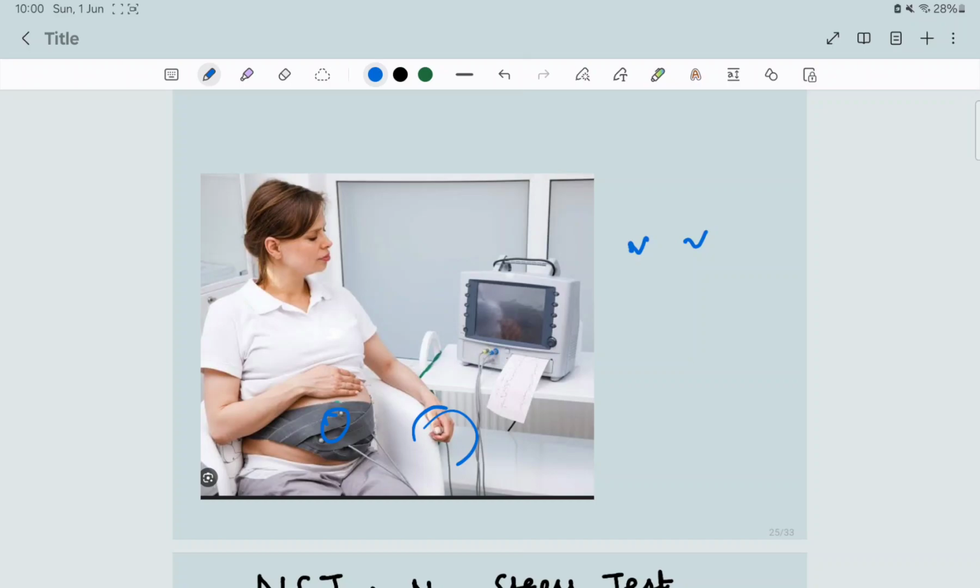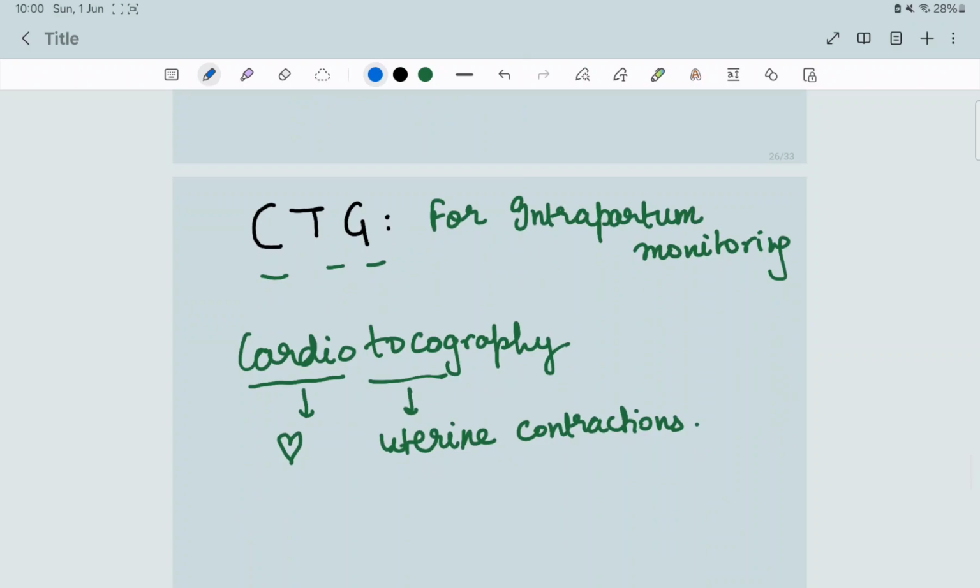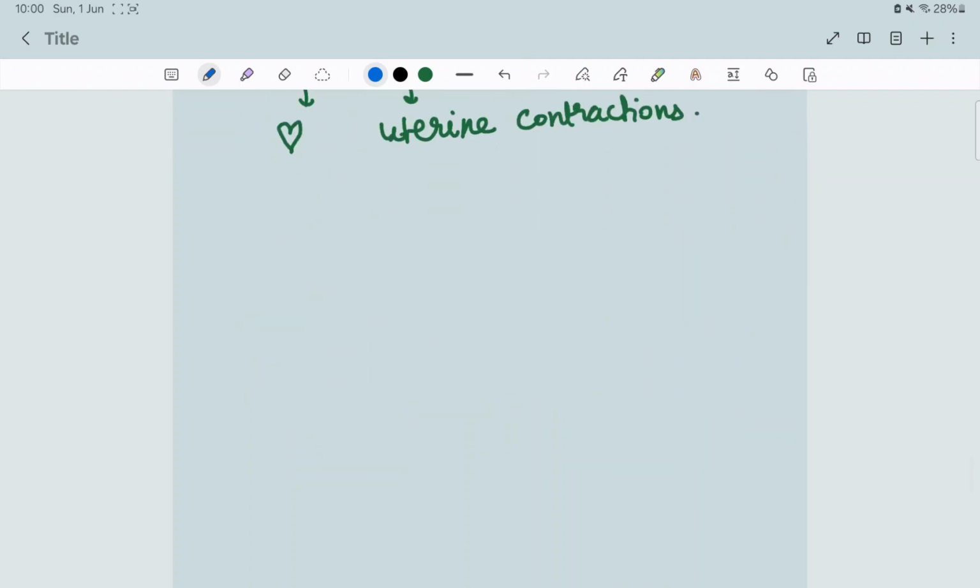At least 3 to 4 machines are present in a labor room, so that we have to continuously do NST of the patients. So this is all about NST that you need to know. What is CTG? CTG, as the name suggests, cardiotocography. Cardiotocography we do for the intrapartum monitoring. Cardio means fetal heart rate, toco means uterine contraction. So here we are seeing two things, that is fetal heart rate and also the uterine contraction. So that is why we do this during the intrapartum monitoring.